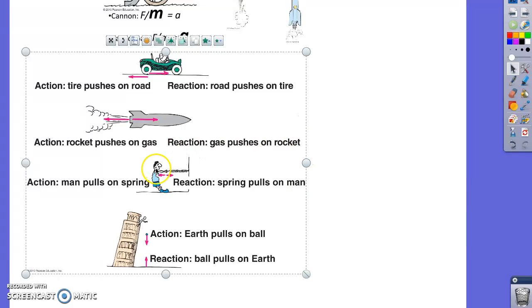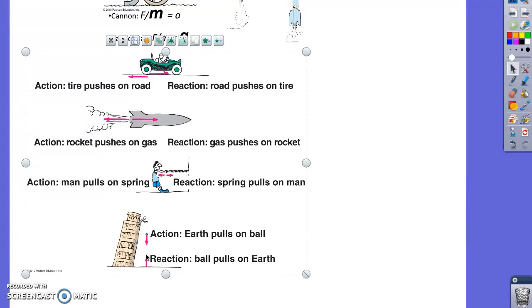Okay, same thing. If he's pulling on a spring, the spring is also pulling on him. That's why as soon as he lets go, the spring goes back, because both are exerting a force, action-reaction. Now, gravity is another one. When you drop a ball, obviously the earth pulls it toward the earth, but technically the ball is also exerting a force on the earth. It is pulling the earth toward it.